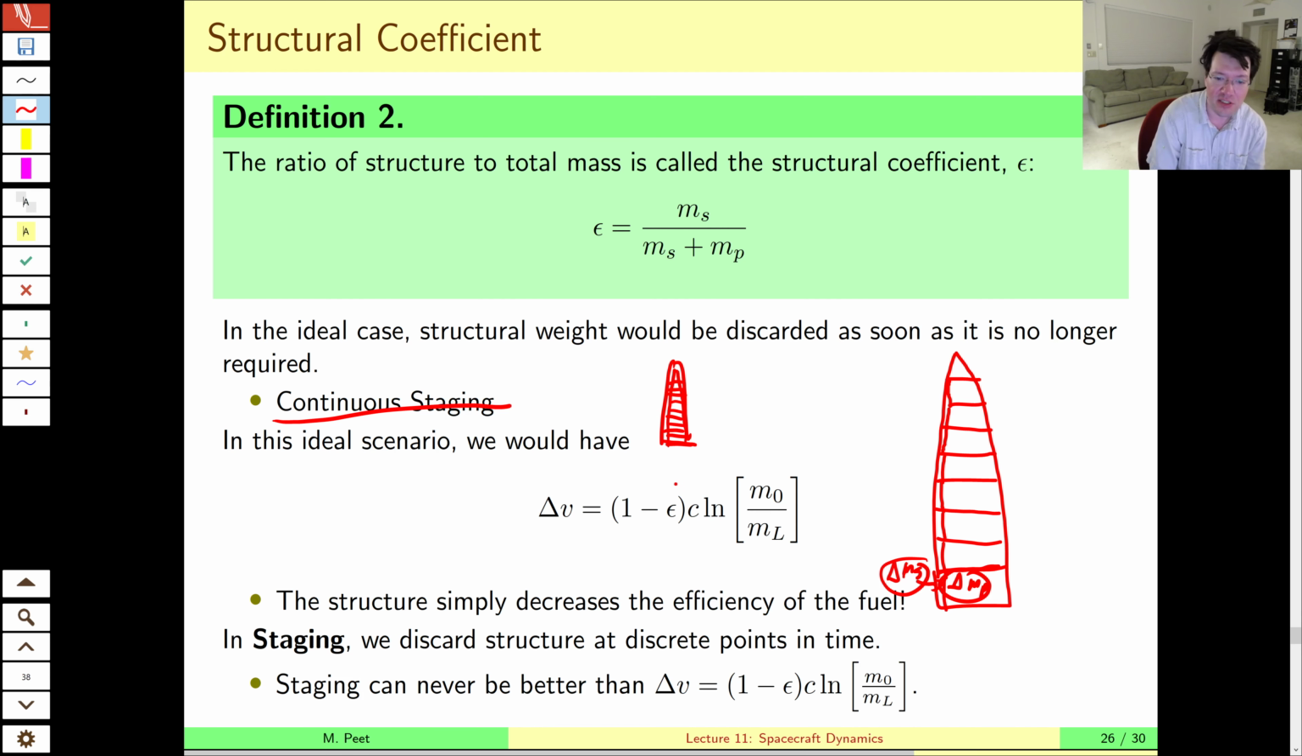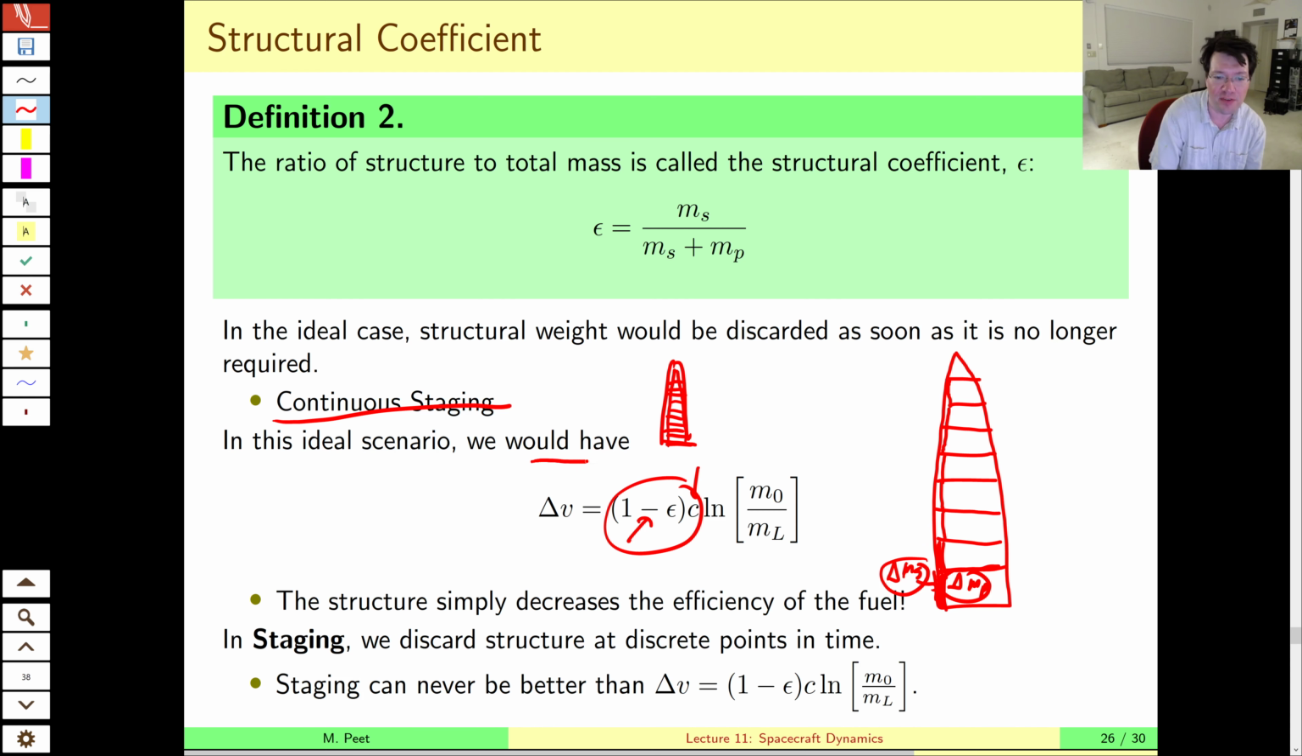substantially. So in this case, the efficiency of the specific impulse, of the exhaust velocity, is just reduced by a factor of 1 minus epsilon, which is typically, you remember, about a seventh. So in this ideal case, it's basically just a dead propellant which isn't used. It just reduces the effectiveness of the propellant. Of course, it never happens, but this is what we're looking for.